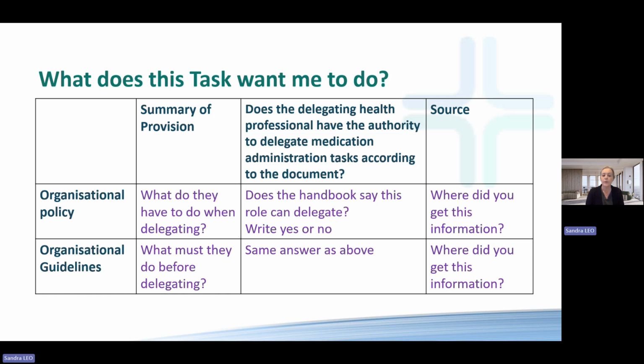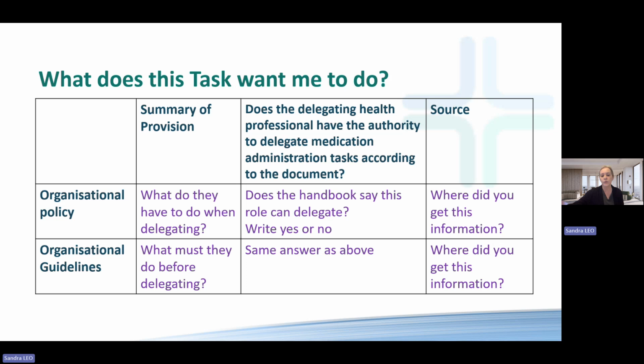The next row down says organisational guidelines. It simply wants to know, what does that person, that job role, need to do before they delegate? So what is the process for that? What must they do? And again, that is in that medication section of the handbook. Again, in the second column about them being able to delegate medications or not, it's just going to be the exact same answer that you wrote in the line above. It's a yes or no. So if you wrote yes in the first one, you're going to write yes in the second one. If you wrote no in the first one, you're going to write no in the second one.